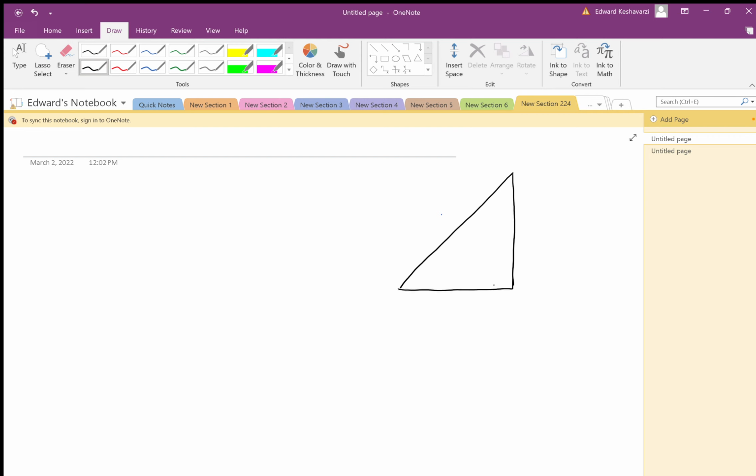As you know, the longest side of a right angle triangle is called hypotenuse. Let's call it H. And the other two are legs, for example, leg 1 and leg 2. Pythagorean theorem implies that the square of hypotenuse is equal to the square of leg 1 plus the square of leg 2.